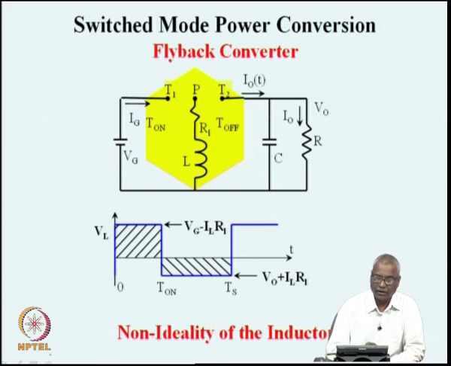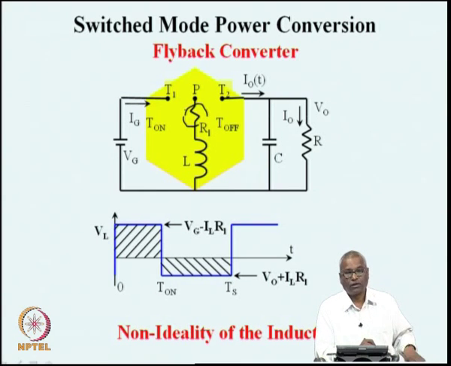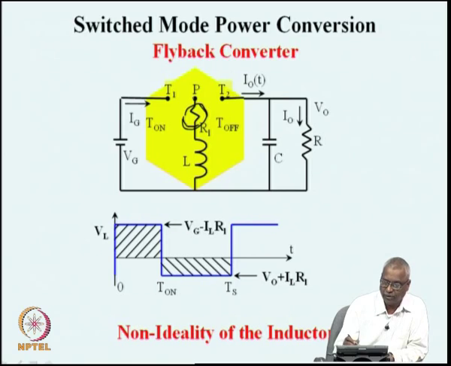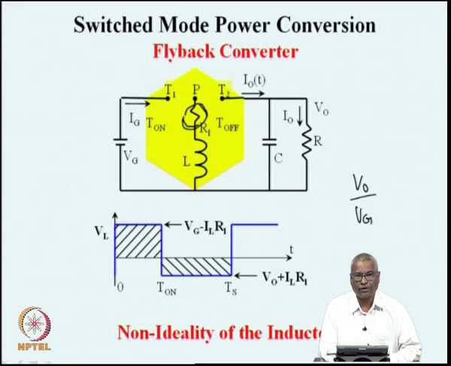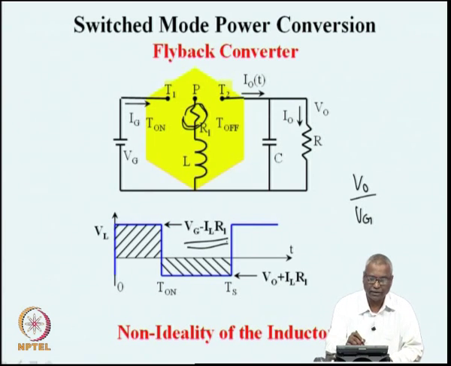The inductor has another non-ideality, which is a resistor. No inductor can be with 0 resistance, as we are using a conducting wire to wind the inductor. It has a resistance which is R L. On account of that, the output voltage V naught by V g will be different from what we calculated in the ideal case, and that also can be found out from the volt-second balance on the inductor. During the on time, the inductor is applied a voltage of Vg minus I L R L, and during the off time, the voltage across the inductor is the output voltage plus I L R L.